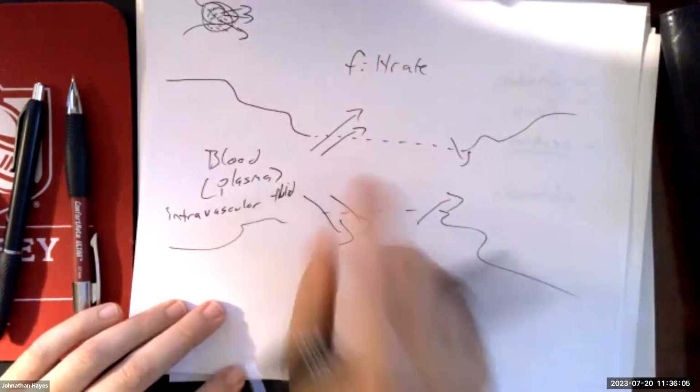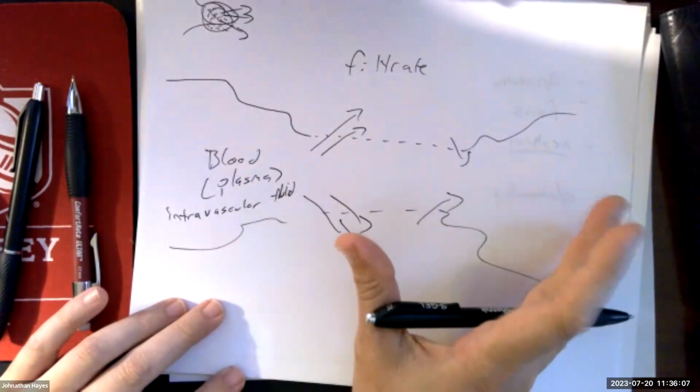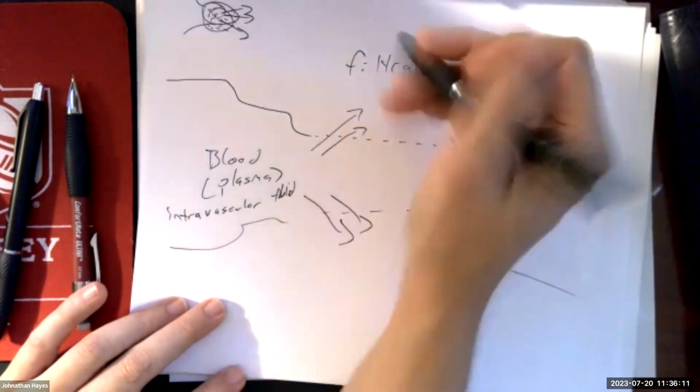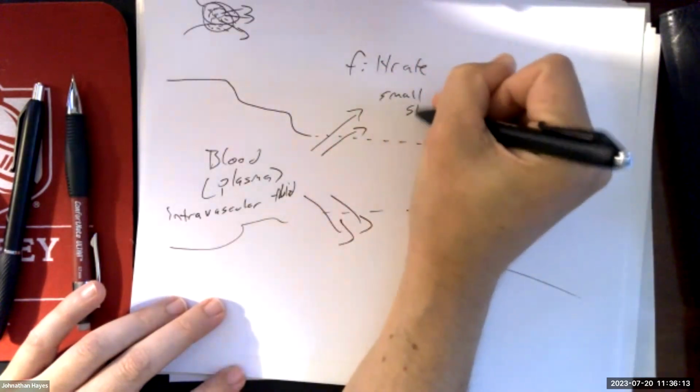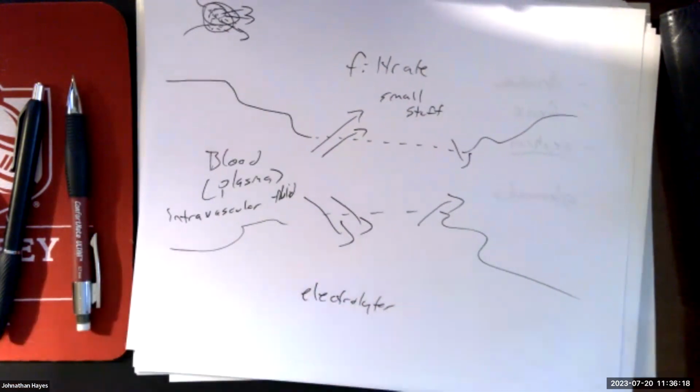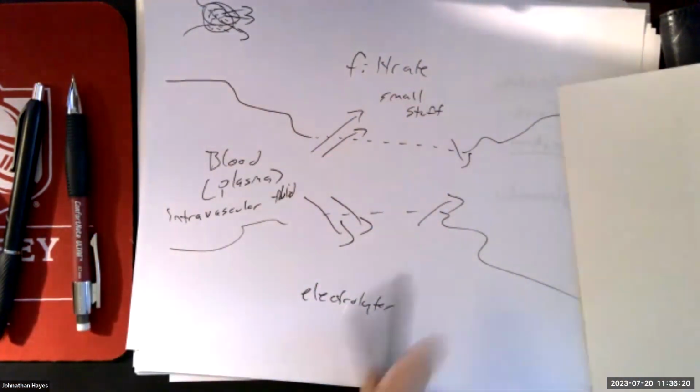So if that's the case for a normal capillary, here, that should also be the case for a glomerulus. So what's filtering out from the blood to the interstitial space is, again, small stuff, right? Things like electrolytes, nutrients.